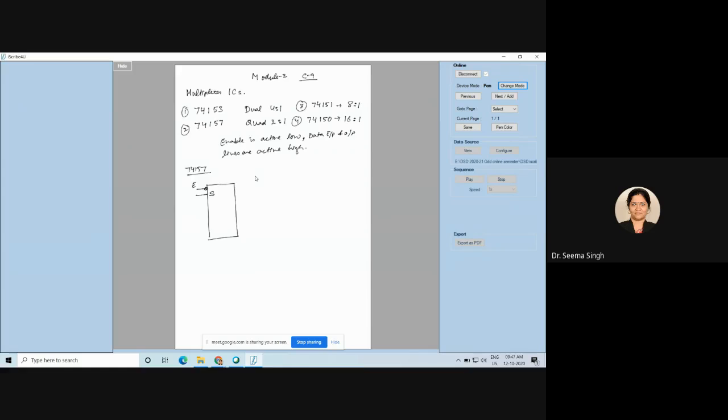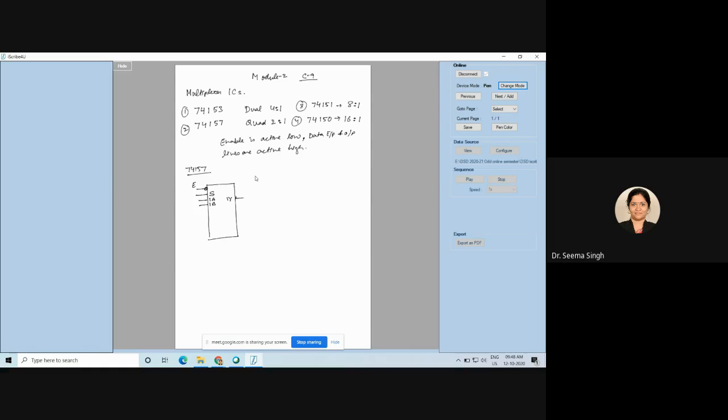Now next, because it has 4 2:1 muxes, you have to label things carefully. We should take care of 4 pairs of input. 2:1 mux means 2 inputs, a pair of input. So I will name it as 1A and 1B. 1A and 1B form my first 2:1 mux's input, and 1Y will be my output. So this is with respect to my first 2:1 mux.